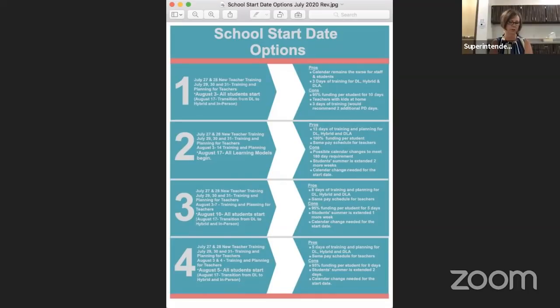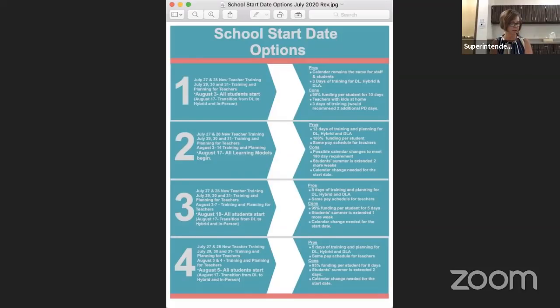And that calendar changes may be needed for that particular start date. So we may have to come back to you with some additional calendar switches, especially if the 180-day requirement is still left in place. Option number 3 is kind of a catch in the middle of those.